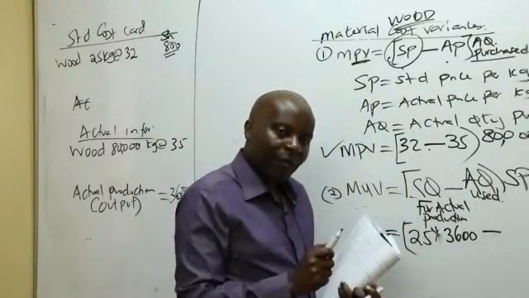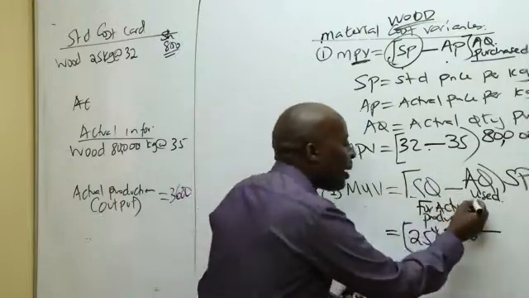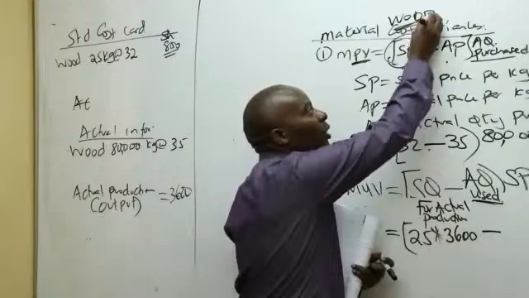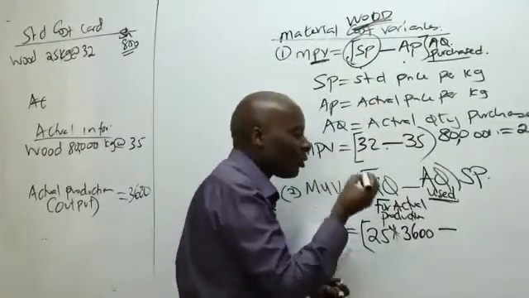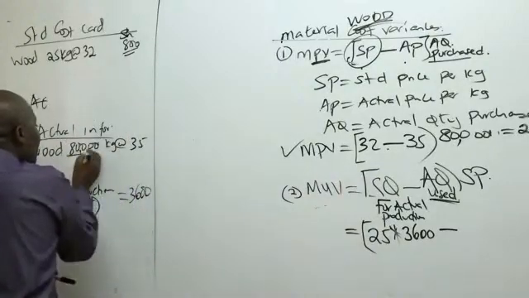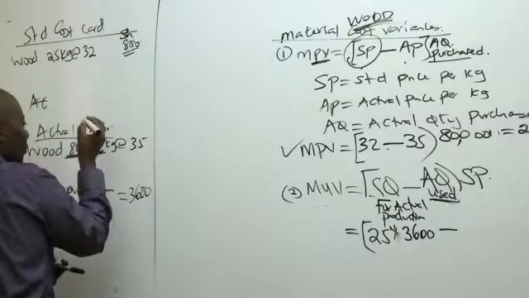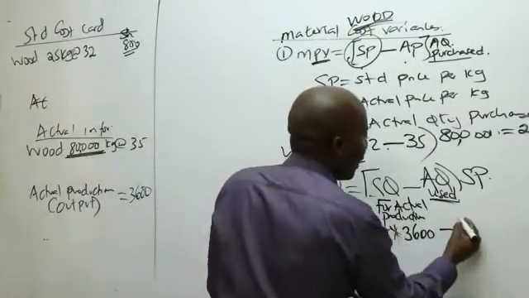Ladies and gentlemen, actual quantity of what? Don't pick the actual production. Here it's about usage. It's about the wood quantity we used. The actual kilograms of wood that we use are given here. If you throw your eyes to the actual information, you'll be able to see that we actually used 800,000.